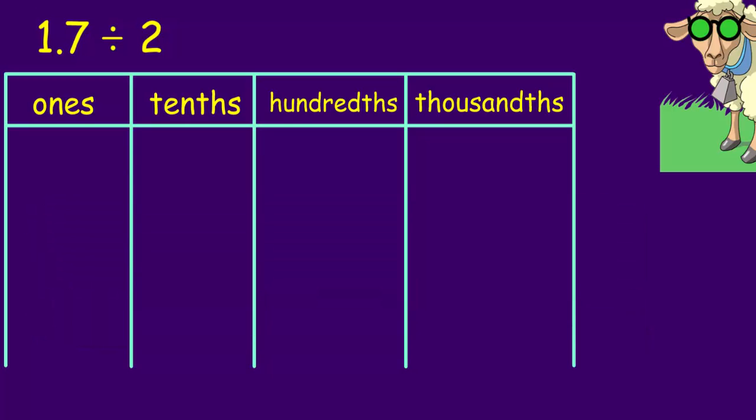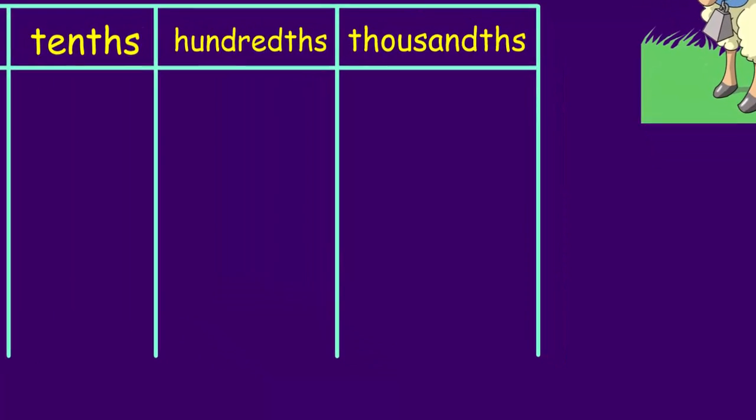For this particular activity, the first thing I'm going to say is, well, if we're going to divide this, we probably want to start with our largest unit. So our largest unit here is 1. Can it be divided into two groups? No, it can't. So each group is going to get how many ones? They're not going to get any.